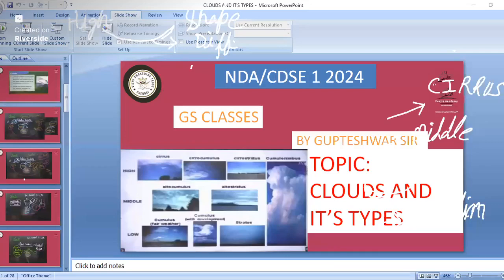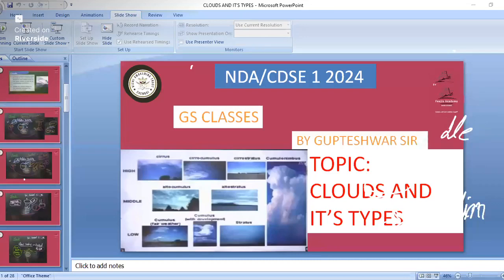So on the basis of height we have the division of clouds: cirrus, that is the highest cloud. Then we have the alto, that is the middle cloud. Then we have the strata or strato, that is the low cloud. And the height is 0 to 2.5 kilometers for strato, then medium 3 to 7 kilometers for alto, then at height 8 to 12 kilometers we have the cirrus clouds. So this is based on the height.